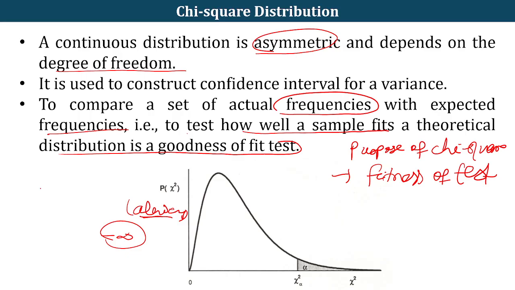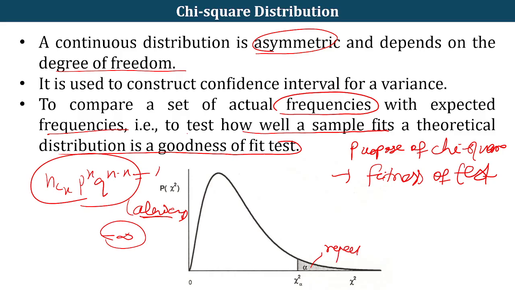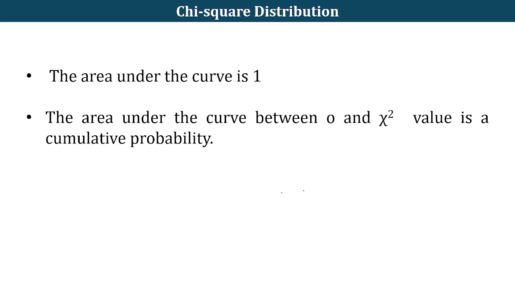Expected frequency, let's say for a binomial distribution, is nCx p to the power x, q to the power n minus x. So in the worst case it will be 0 or 1, but it can't go beyond 0, meaning it can't go to a negative value. Then that region will become the rejection region, and this will become the area under the curve. The area under the curve is always 1. We already know that for any probability distribution it's going to be 1.